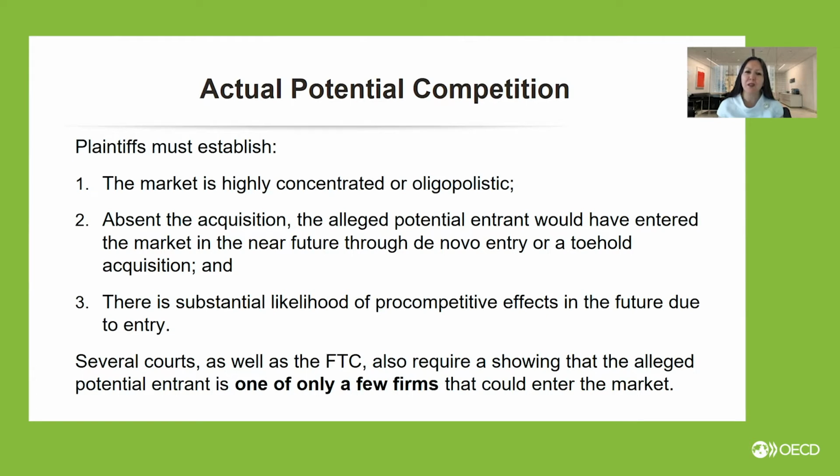Under the second doctrine, the government and private plaintiffs must establish three elements. The first is that the market is highly concentrated or oligopolistic. Second, that absent the acquisition, the alleged potential entrant would have entered the market in the near future from de novo entry or toehold acquisition. And third, that there's a substantial likelihood of pro-competitive effects in the future due to entry. Now, several courts, as well as the FTC, have also required a showing that the alleged potential entrant is one of only a few firms that could have entered the market.